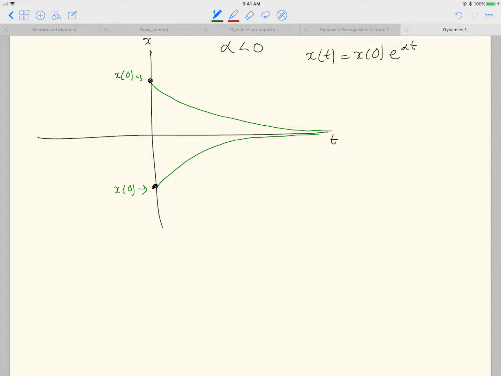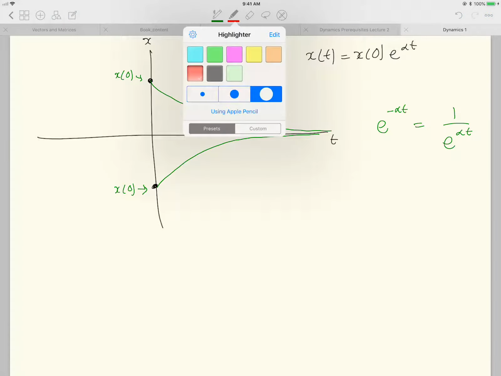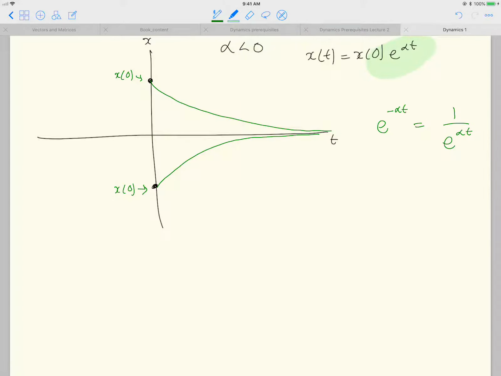Why is that the case? Because e to the minus alpha t is the same as 1 over e to the alpha t. So that means that if alpha is negative and t is very large, that's like 1 over e to the some large positive number, and so that's going to get very small. So if alpha is negative, you approach 0. You get really close to 0, and you tend to stay close to 0.